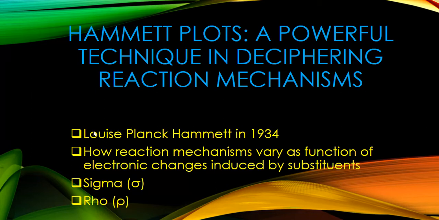When someone traces back the Hammett plot, it's named after a chemist Louis Plack Hammett in 1934. This explains how a reaction mechanism varies as a function of electronic changes induced by the substituents. Here, the electronic changes include the effect of field, resonance, inductive, and polarizability. Basically, the Hammett plot gives the idea of sigma and rho, which are the key factors in explaining the reaction mechanisms.